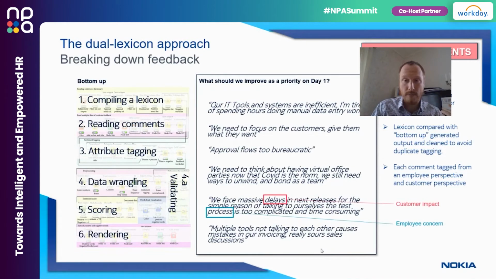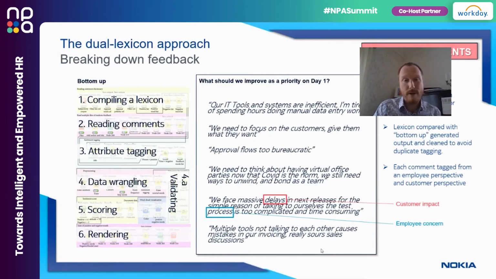I'll show you what we mean. So in that comment here that we highlight, we face massive delays in the next releases for a simple reason of taking ourselves to test processes too complicated. These aren't real comments, by the way. These were generated. What we can see is the employee's concern, so the test process being too complicated and time-consuming, and the potential impact that we get to the customer, i.e. delays.